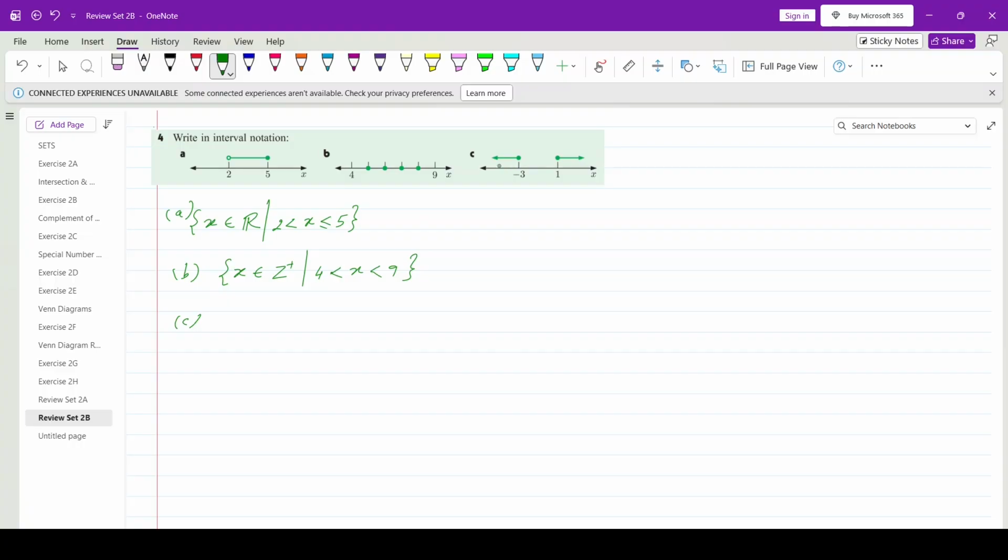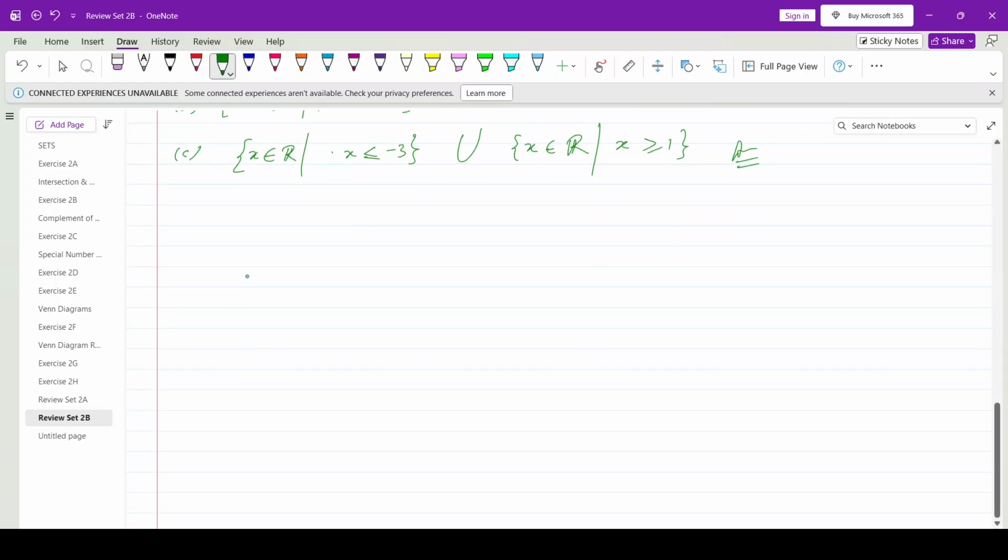Now we know we again have lines. So in case of lines, we know that it has to be a real number. Therefore, we can say x is an element of real numbers such that x is less than or equal to -3, union x is a set of real numbers such that x is greater than or equal to 1. So this is our answer. Let's go to the next question.